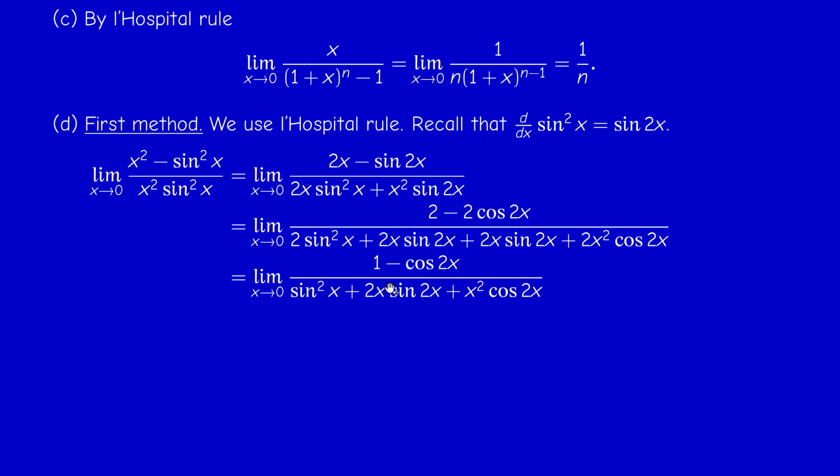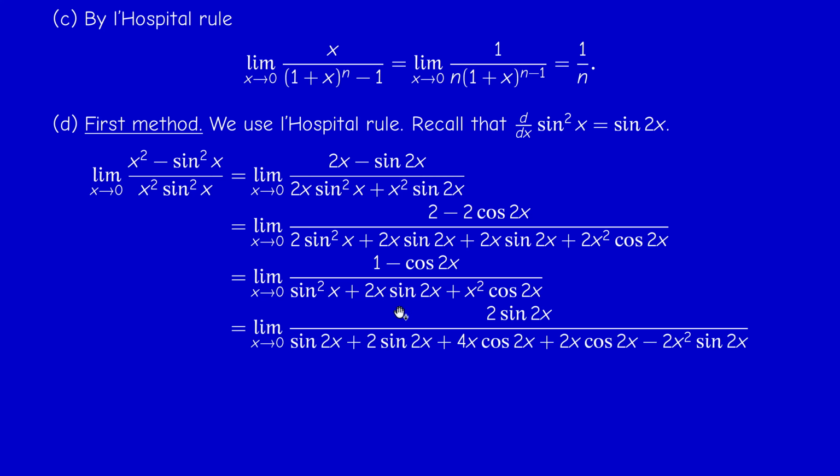So we differentiate another time. We get 1 minus, so first I simplify by 2, right? Because here I have 2x sine 2x, 2x sine 2x, so this is 4x. And when I simplify by 2, I get 1 minus cosine 2x over sine squared plus 2x sine 2x plus x squared cosine 2x. This is still of the form 0 over 0, so I differentiate another time, and I get 2 sine 2x over this. Of course, I can simplify here because this is 3 sine 2x and this is 6x, right?